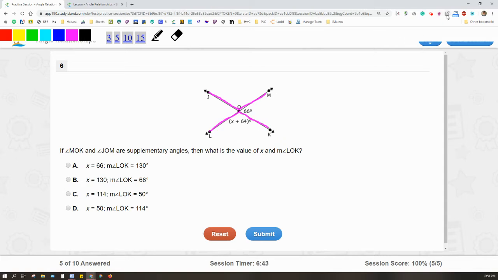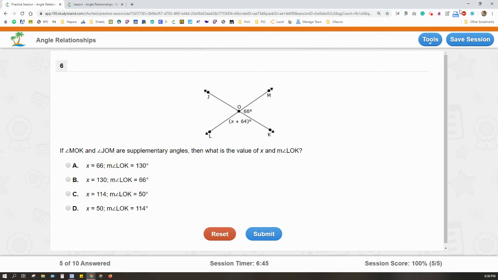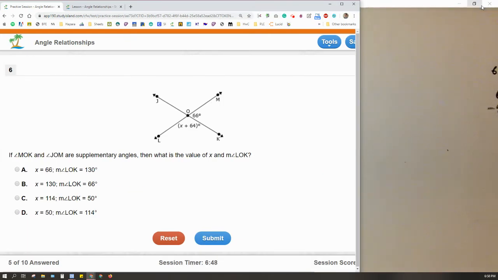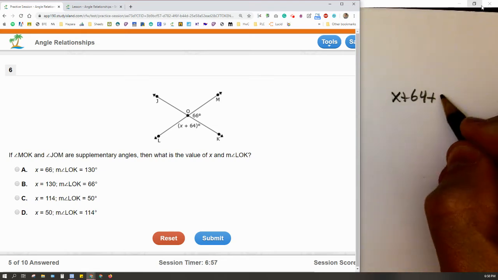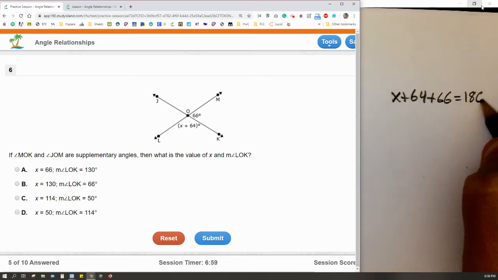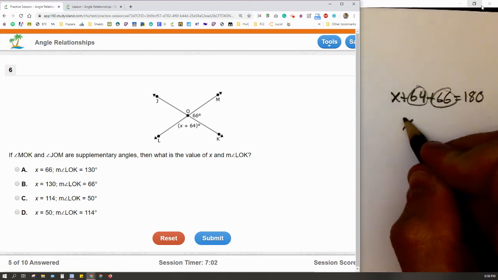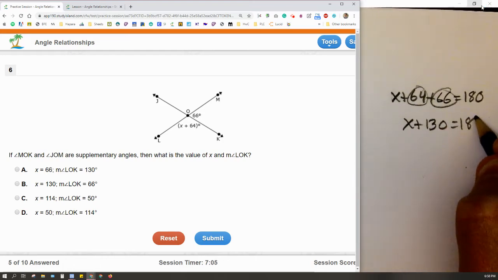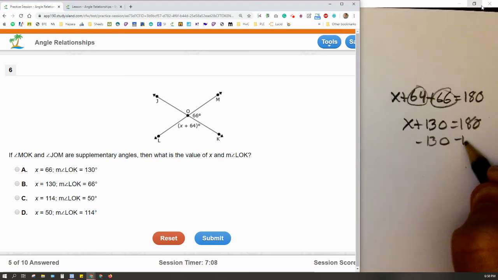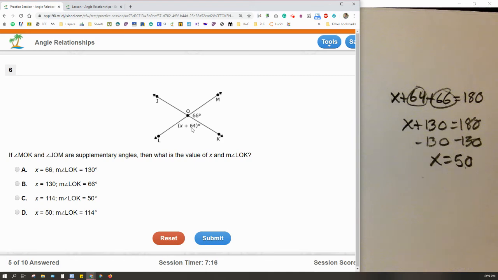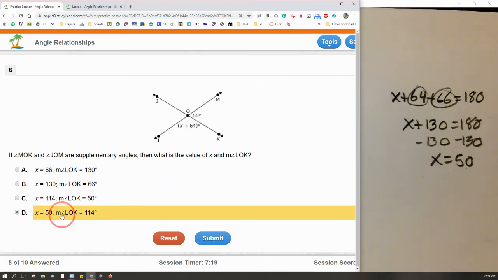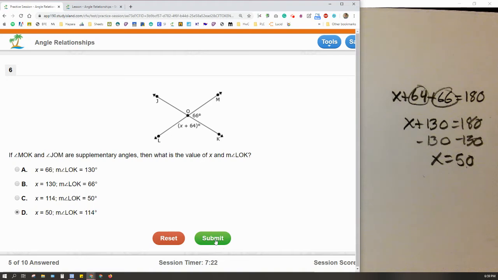And that gives us our equation that we write. So let's go ahead and write that one down. We've got X plus 64 plus the 66 equals 180. So 64 and 66, add those together, you get 130. So X plus 130 equals 180. Subtract 130 from both sides, and you get 50. So X equals 50. So what is the measure of LOK? If X is 50, what's 50 plus 64? 114. So X is 50, LOK is 114.